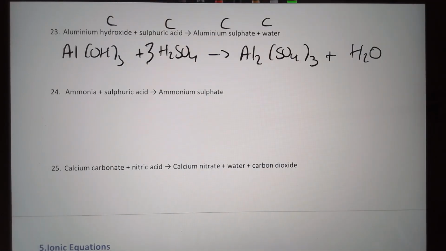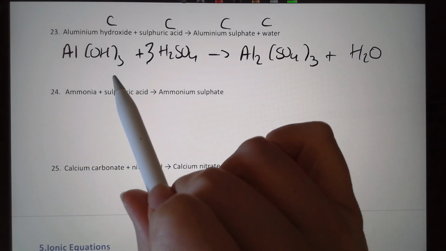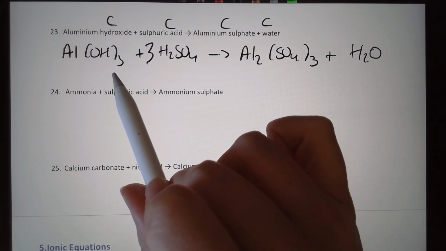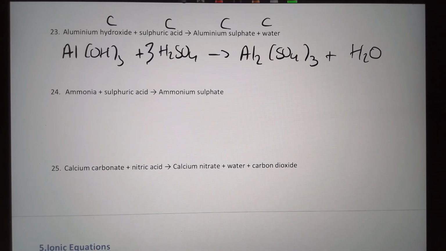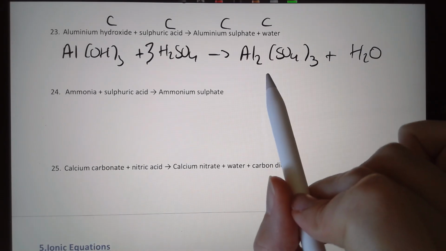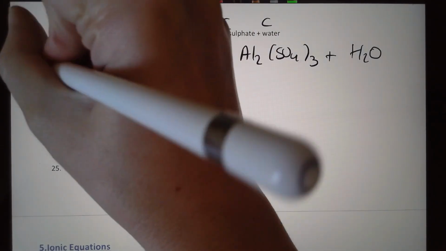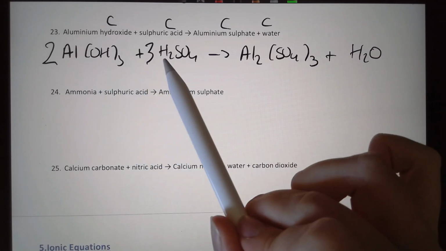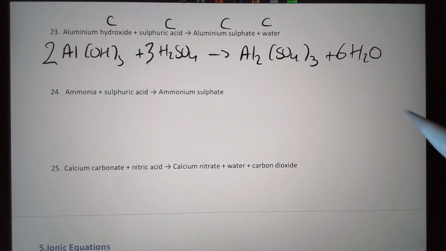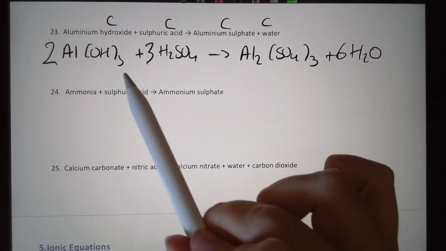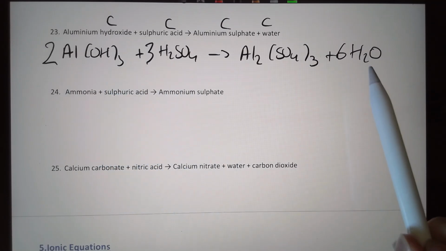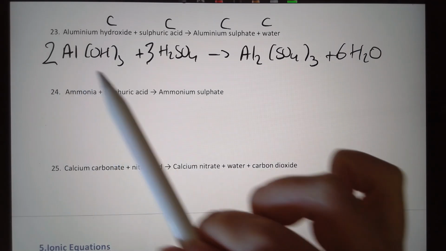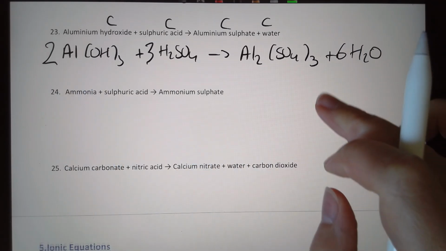That's going to give me 6 hydrogens there, plus the 3 hydrogens I've got in hydroxide. That's giving me 9 hydrogens. Oh no, wait, I've got 2 aluminiums there, so I'm going to need 2 aluminiums there. And then that's giving me 2 3s are 6. 6 and 6 is 12. To have 12, I need a 6 there. So let me double check that. 6 hydrogens, 6, and that's 12. I've got 6 oxygens there and 6 there, and then my sulfates are balanced.